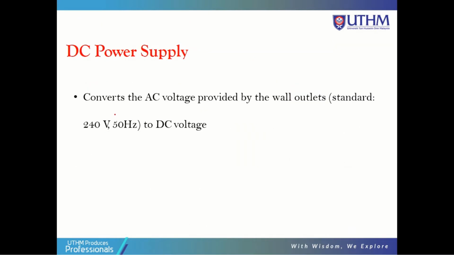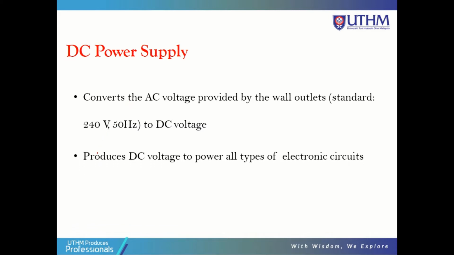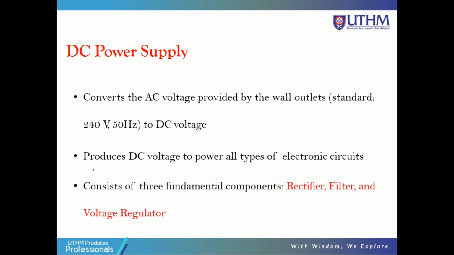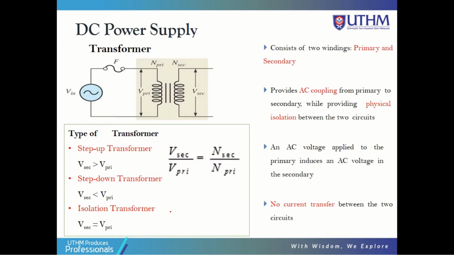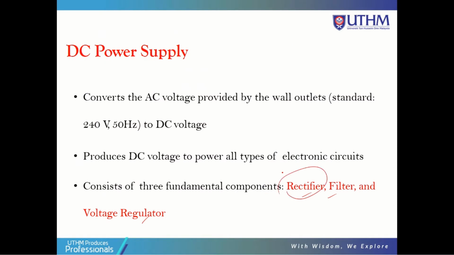Okay, DC power supply convert the AC voltage provided by the wall outlet. Ni sama macam tadi ni. Produce DC voltage to power all types of electronic circuit. Consists of three fundamental components: rectifier, filter and voltage regulator. So kita akan cover rectifier.